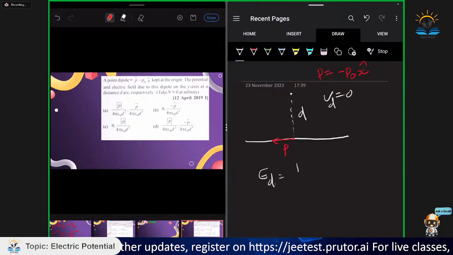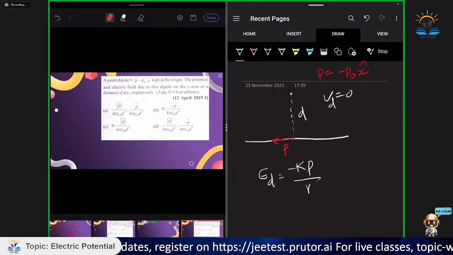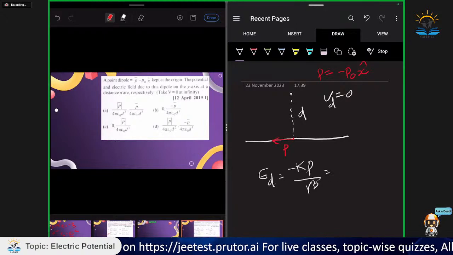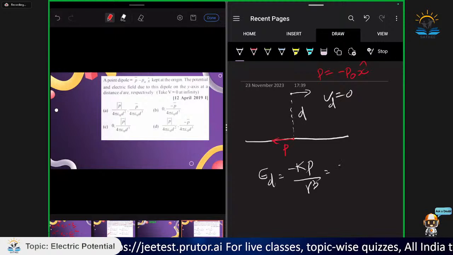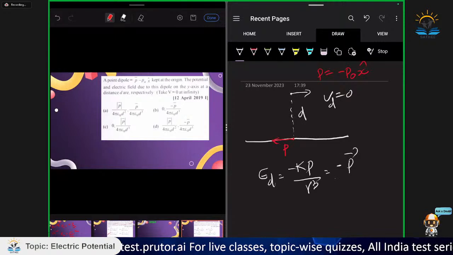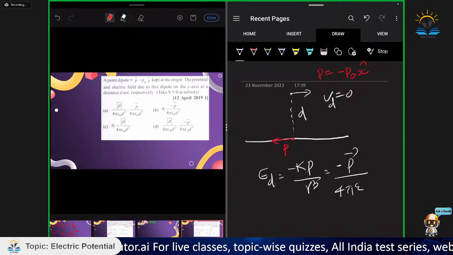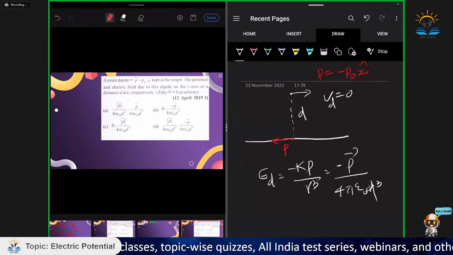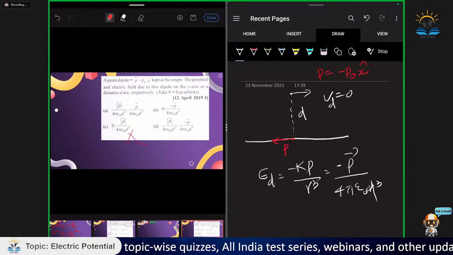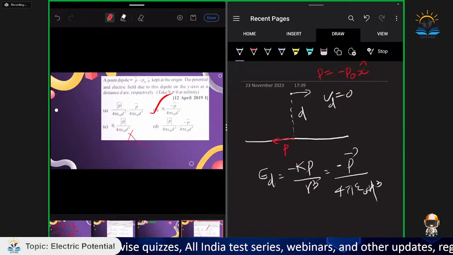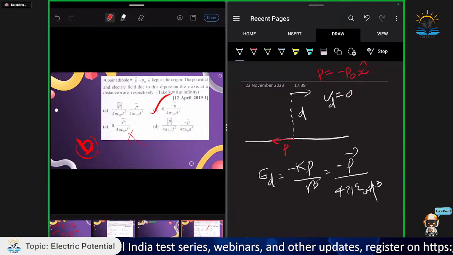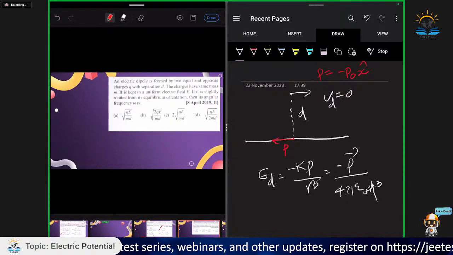And electric field, we know, will be how much? Kp by r cube, minus kp by r cube, along this direction. Minus P by 4 pi epsilon 0, r cube, here d cube, vector wise. So B is the right answer. Yeah, next question.